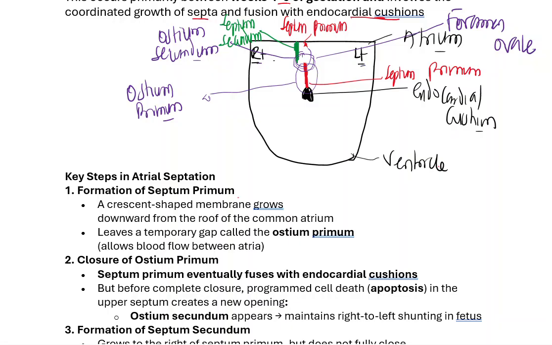So in utero, let's assume that we already formed our ventricular septum, right? Let's assume that we have the tricuspid valve, and let's say we have the mitral valve, right? So this is going to be the right ventricle and this is going to be the left ventricle.